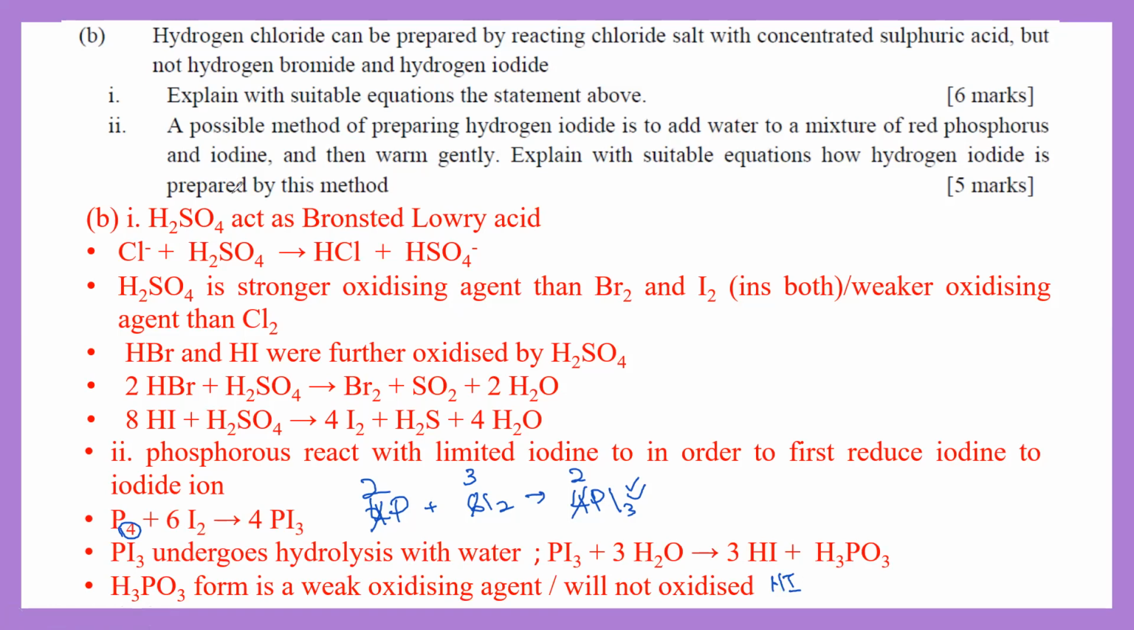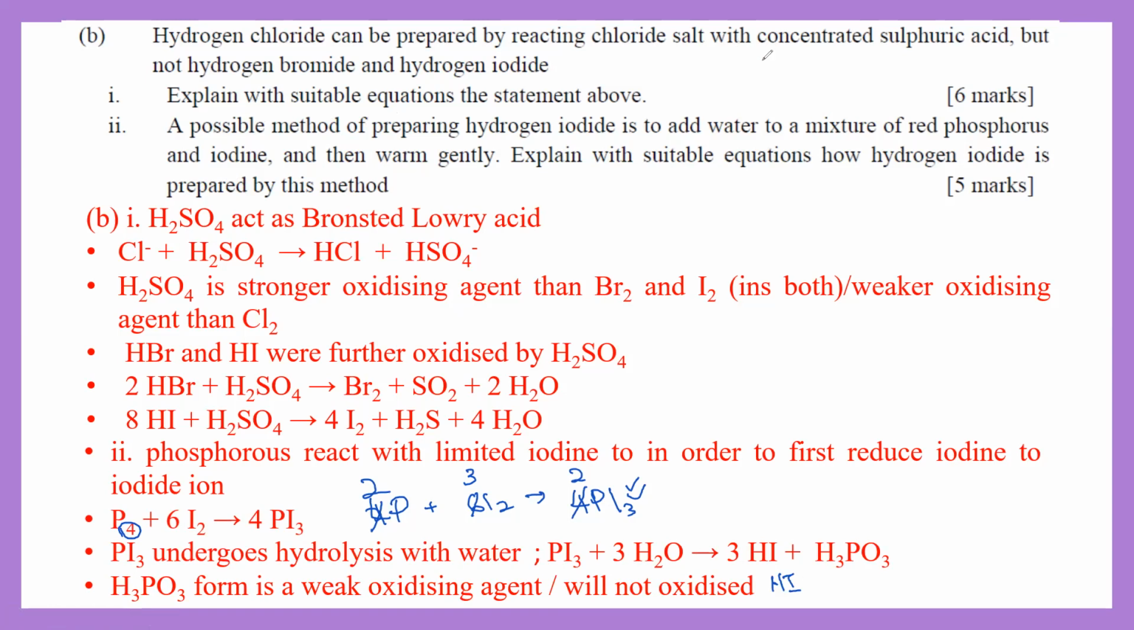So this is the method of how we actually prepare hydrogen bromide and hydrogen iodide in industry. You use the hydrolysis of the phosphorus salt in here. So with that, that is for question number 4.